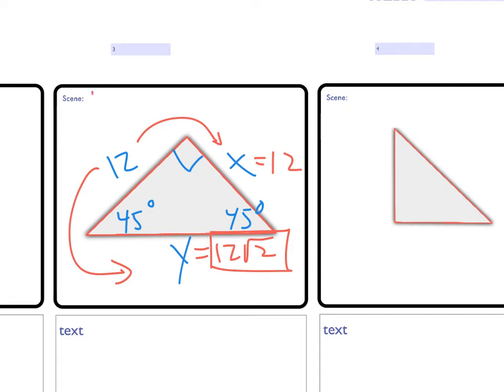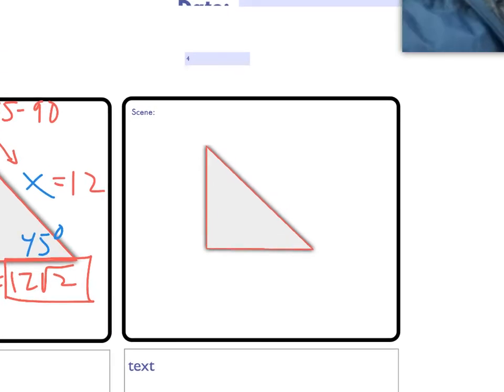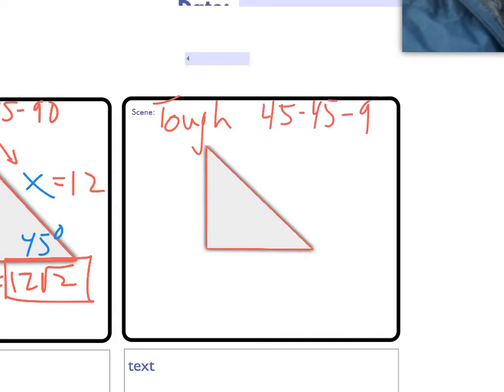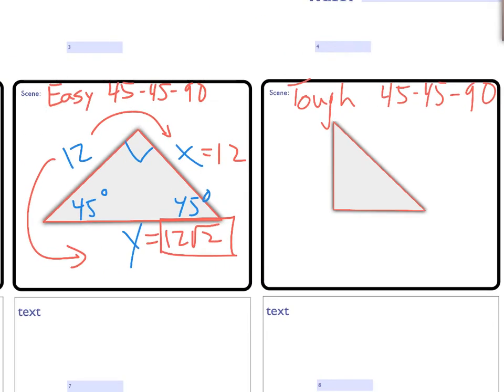Okay, we'll call that scene easy 45, 45, 90. Whoops, can't write. It's not that easy, I guess. And then we have the challenging, or at least tougher, 45, 45, 90. So that's our next scene, and that goes like this.